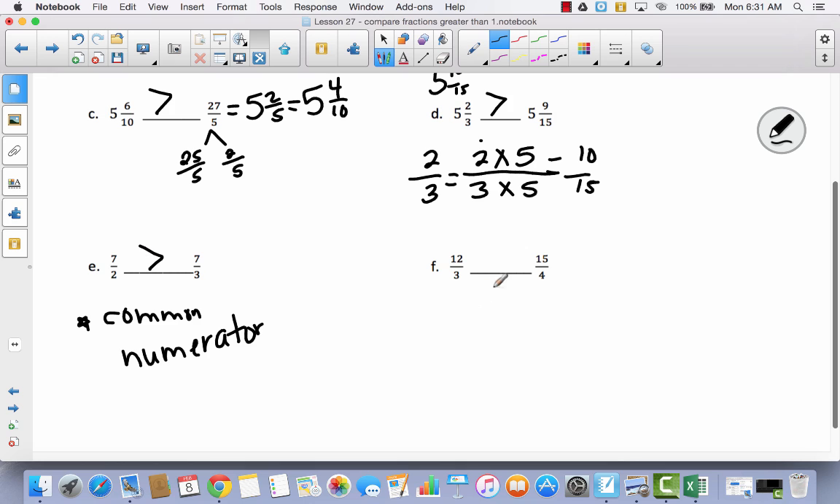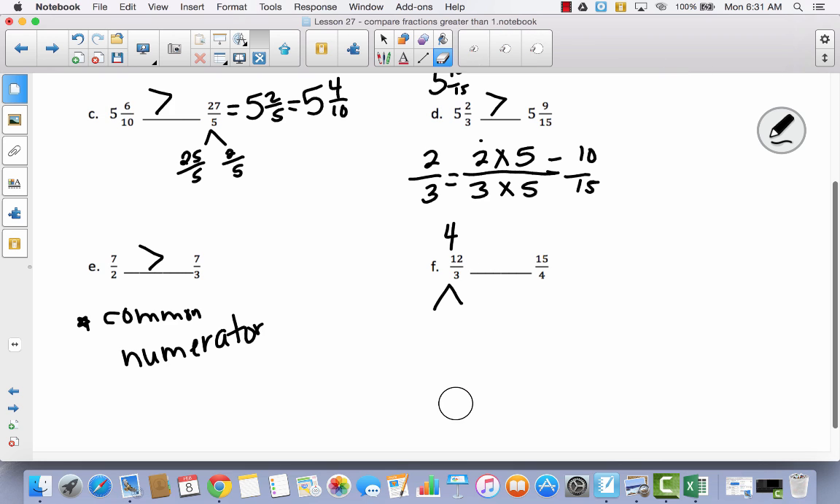Okay, so I'm taking a look at this problem, and I'm going to go ahead and change these into mixed numbers. So I've got thirds here. So I know that 12 thirds actually is going to equal 4, because that's going to be 3/3 4 times, because 12 divided by 3 would be 4.